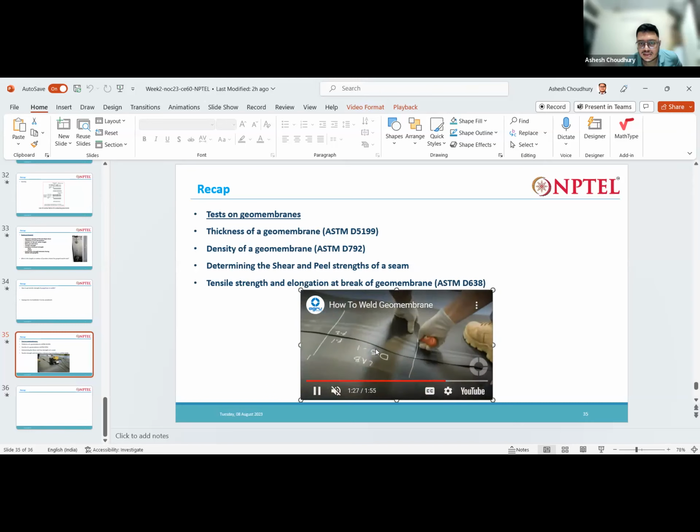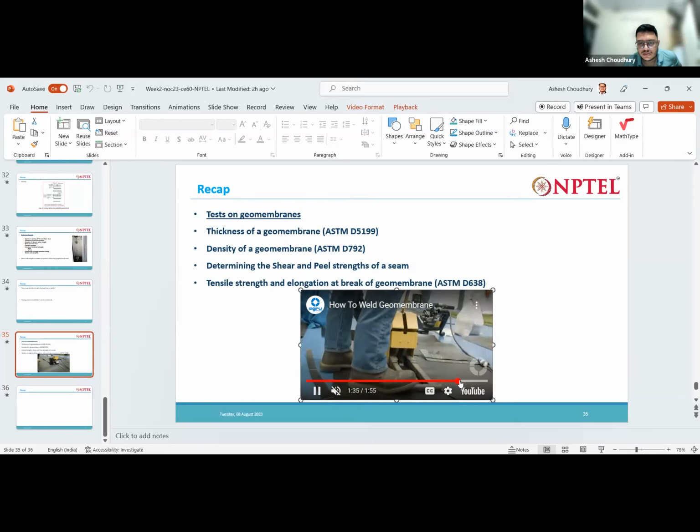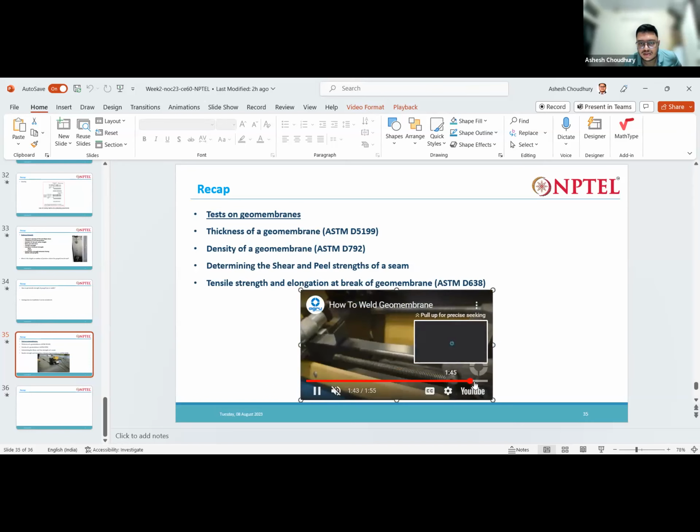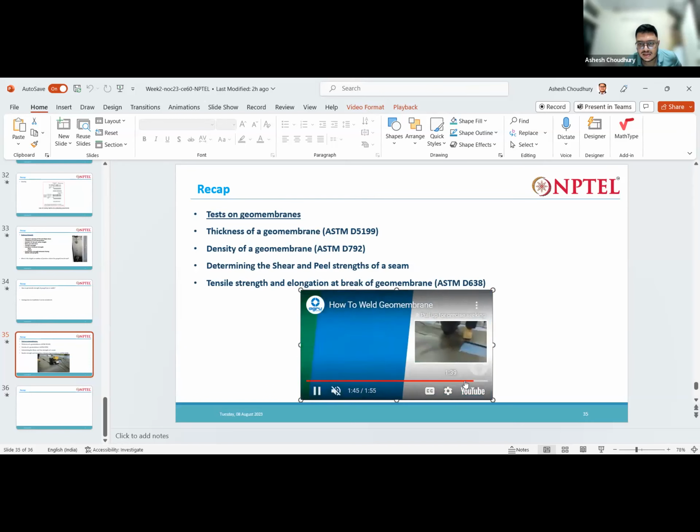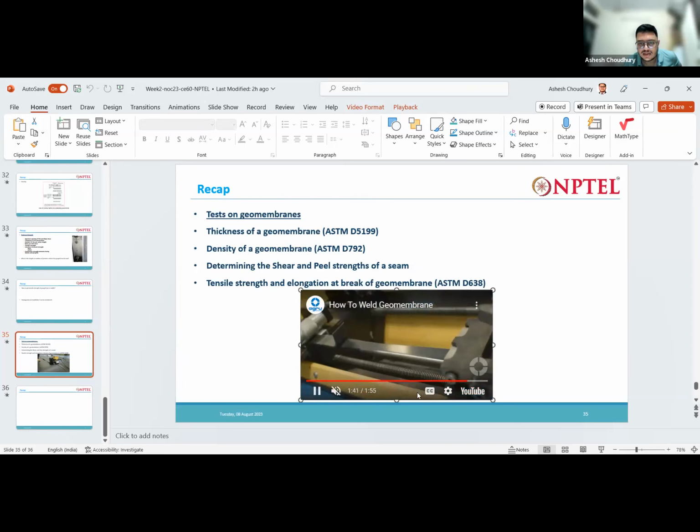Okay, so here this is the seam. This is the seam, P1, P2 is written. This is one geomembrane layer, this is the other geomembrane layer. They have joined it. Okay, so they have cut it for testing. They will cut this piece, and they will test the strength of the seam. So they have cut it, and then you can see we are testing.